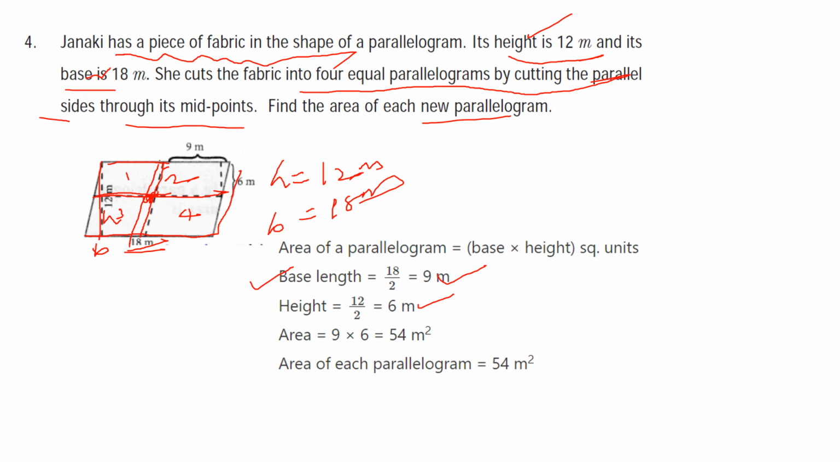Area formula B into H. So 9 into 6 is 54 meter square. So the area of the new parallelogram is 54 meter square.